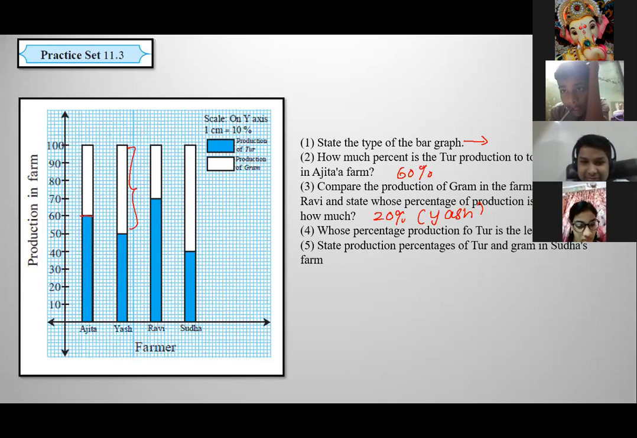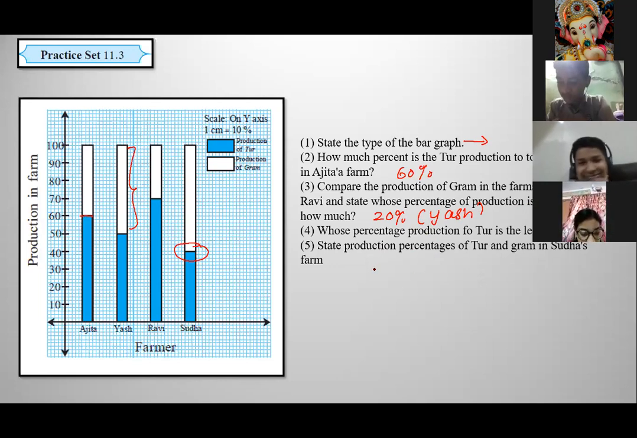Fourth one, whose percentage production of Tur is the least? Sudha's. Sudha it is, okay, Sudha. So this is the least. So we'll write here Sudha. You will have to write it in full sentence, okay? The percentage of Tur is least in Sudha's farm.